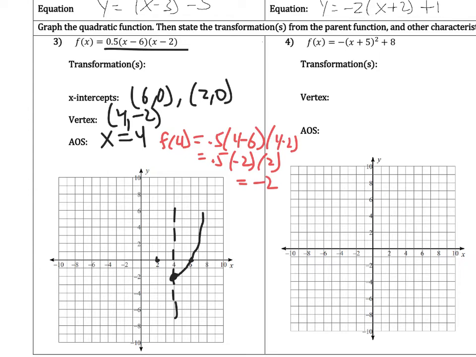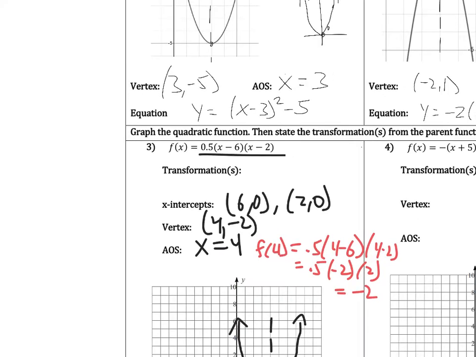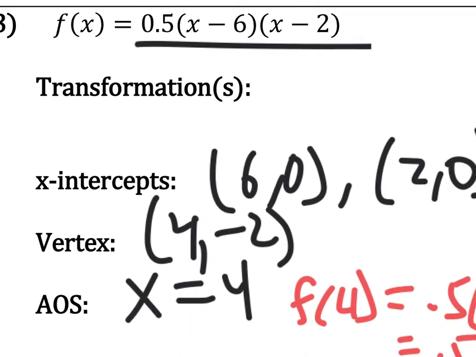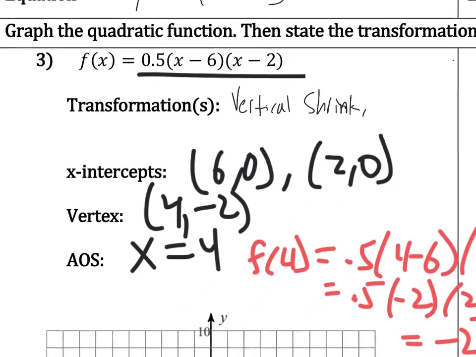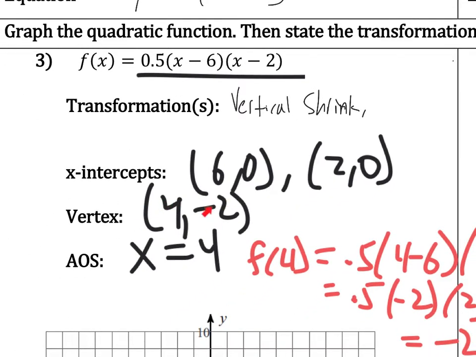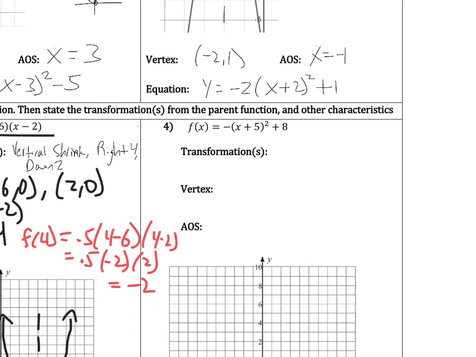Now, because this a value is a half, this is going to have vertical shrink. It's a little shorter. So this is vertical shrink, because of that 0.5 there. And then it's moved, well, where's the vertex? The vertex is here, right 4, down 2. Always comparing it to the y equals x squared. Okay? All right, that's the idea there.